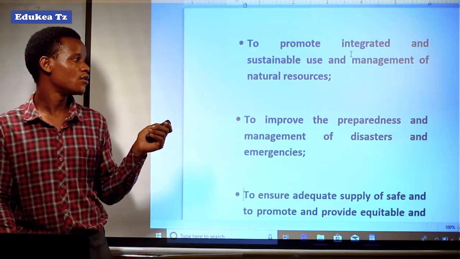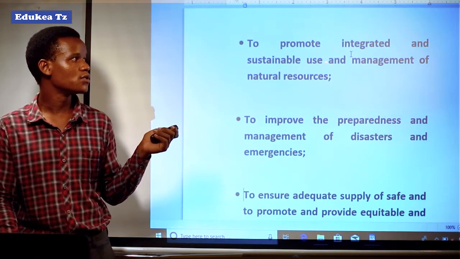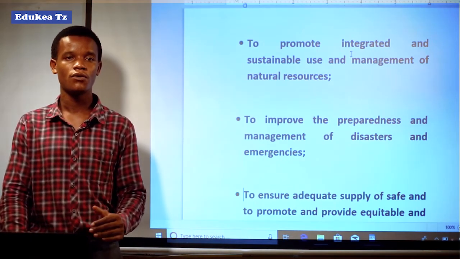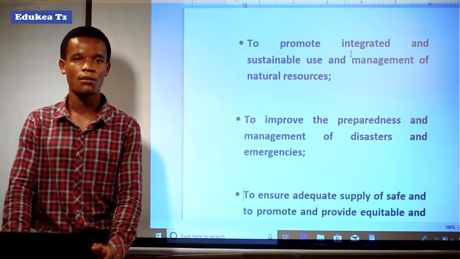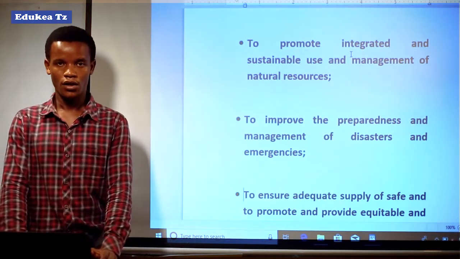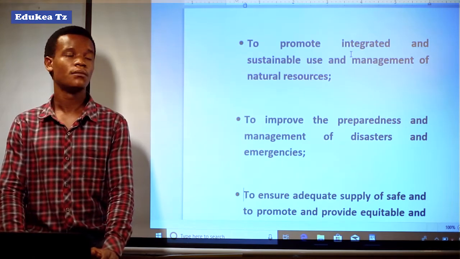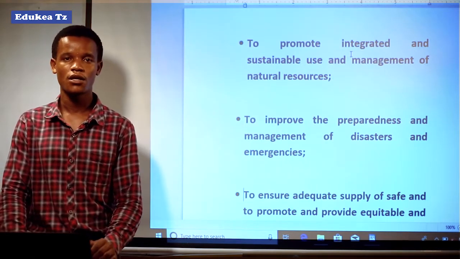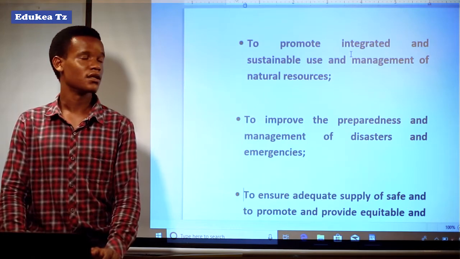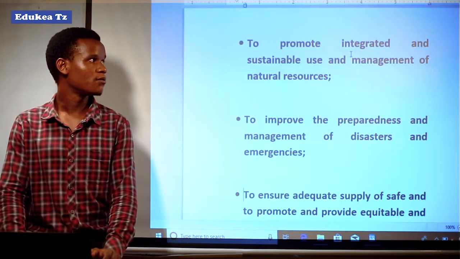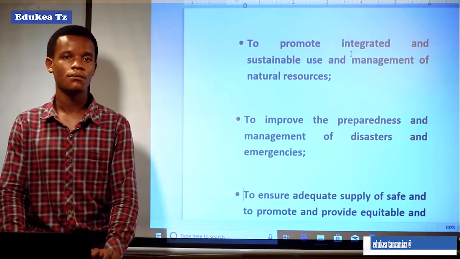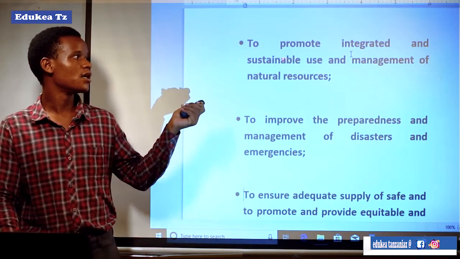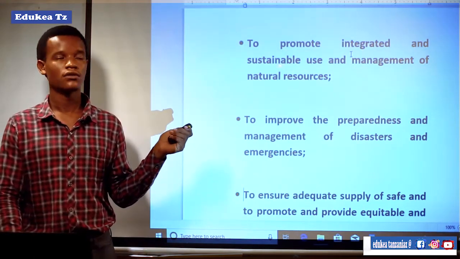Another objective is to promote integrated and sustainable use and management of natural resources. As we know, if the resources are balanced with the number of people, they will automatically be used in a sustainable way. So the government sees it is better to put these kinds of policies in order to ensure the proper use and management of available resources like minerals, forestry, etc. The principles of this kind of population policy, explicit and implicit, played a great role in ensuring the integrated and sustainable use and management of natural resources.